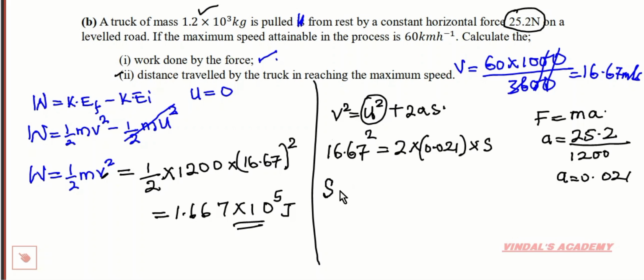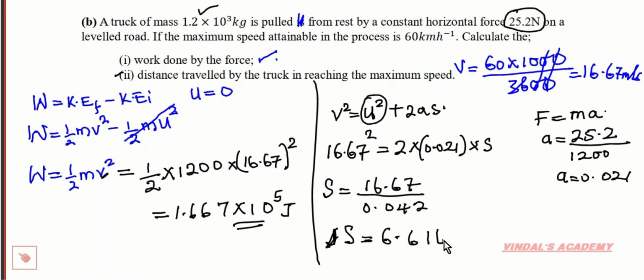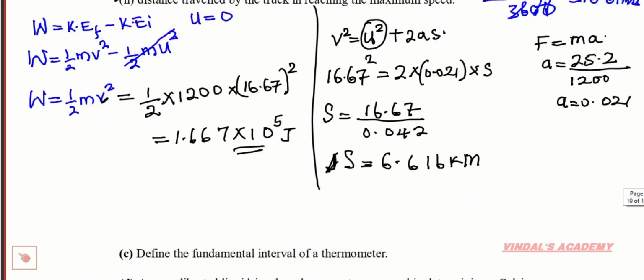So that simply means X is equal to 16.67 divided by 2 times 0.021, which is 0.042. And if you use your calculator very well, like a normal human being, you're going to have 6164 kilometer. Yes, this is the value of the distance traveled on reaching the maximum speed. All right, let's go to the next one.